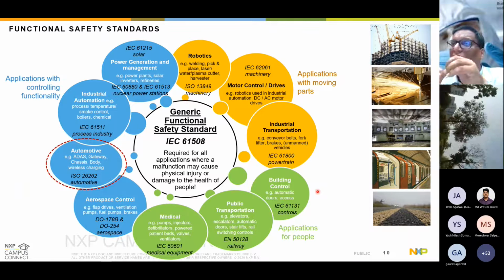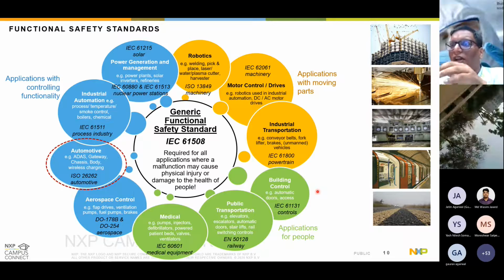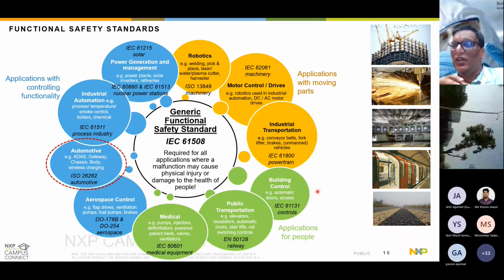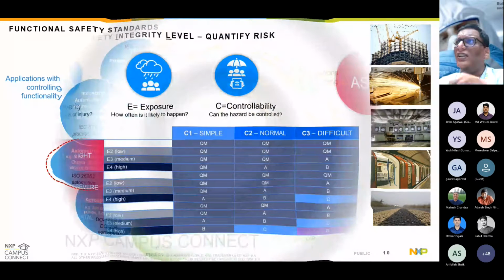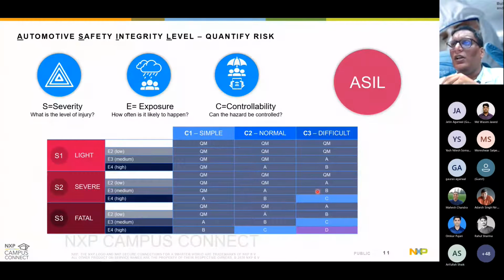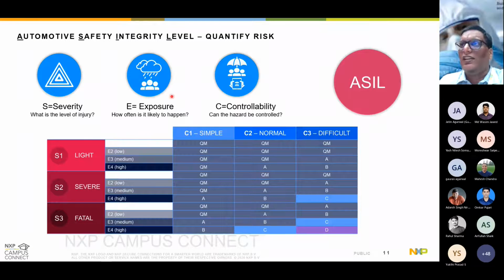Each of these standards, depending upon the application they are targeting, defines how to estimate and quantify the risk. For automotive, the risk level that's quantified is called ASIL, or Automotive Safety Integrity Level. As I said, every person would have a different definition of risk, but the standard helps us align on what the risk could be for a certain scenario, for a certain hazard. What the standard says is that to estimate the risk, you have to define three different parameters: severity, exposure, and controllability.